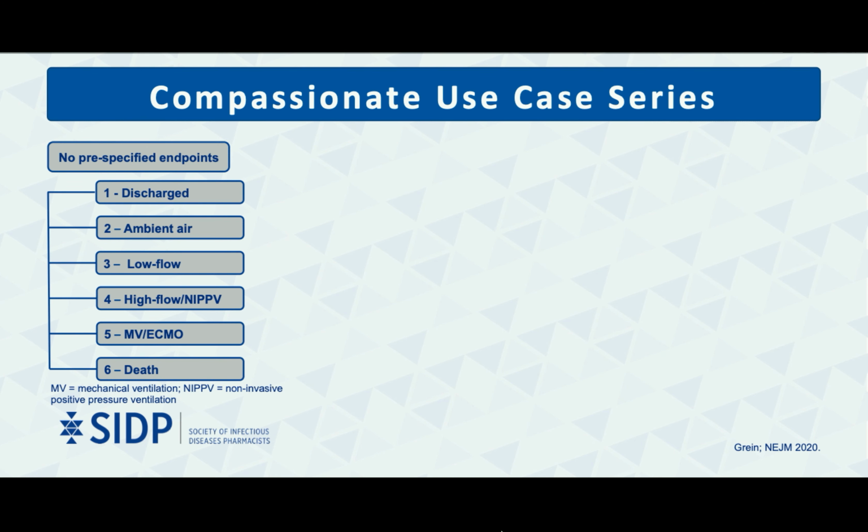So this case series did not have pre-specified endpoints for the efficacy analysis, but they report on clinical improvement as assessed by a modified version of the ordinal scale from the WHO's R&D blueprint. The authors chose to use a 6-point ordinal scale, with the lowest score being 1 for a patient who's been discharged, and a score of 6 for a patient who has died, and scores 2 through 5 being a spectrum of oxygenation requirements, making up the middle of the scale.